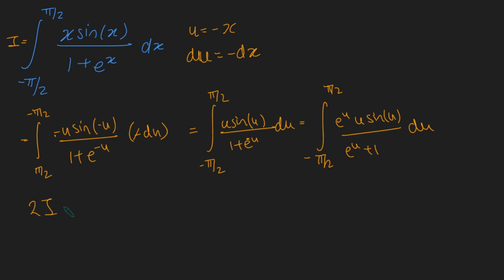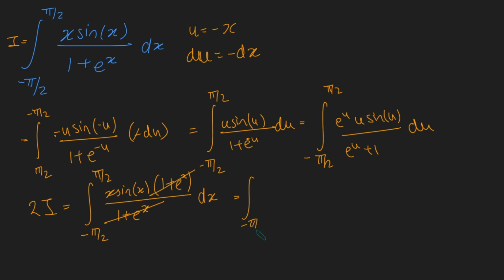together. So if I do that, of course, I'll get 2I, and the limits are the same, so I can just bring them all into one integral, and the denominators are the same, they're both 1 plus e to the x, and both numerators have an x sine x in them. This one is just one lot of it, and this one has e to the x lots of it, so 1 plus e to the x, and dx. And the beauty of this is that the numerator entirely cancels with the denominator, and you're just left with the integral from minus pi over 2 to pi over 2 of x sine x dx.